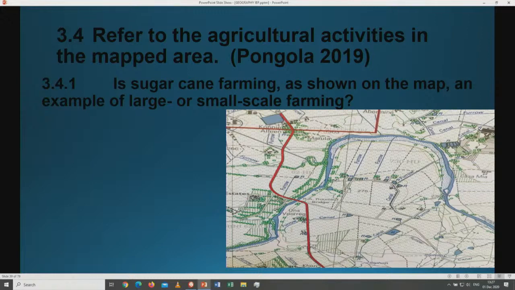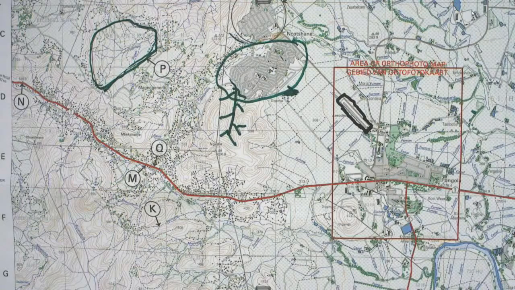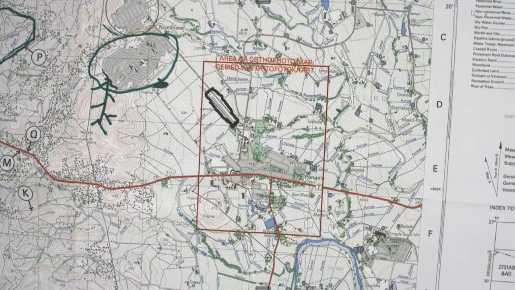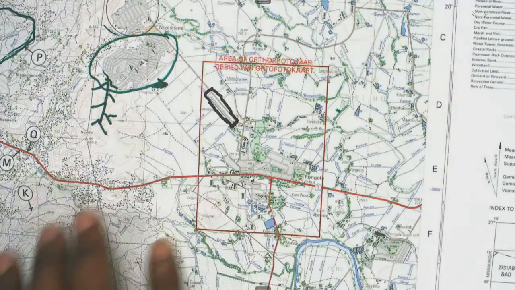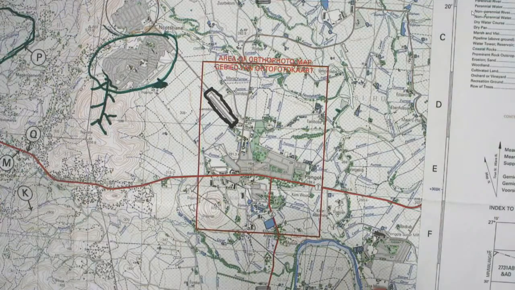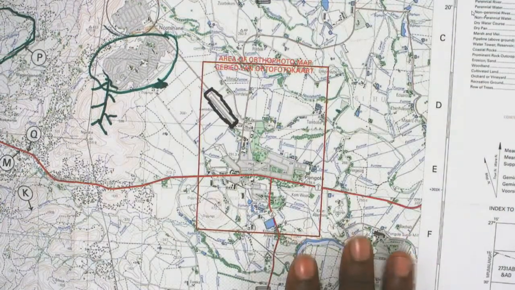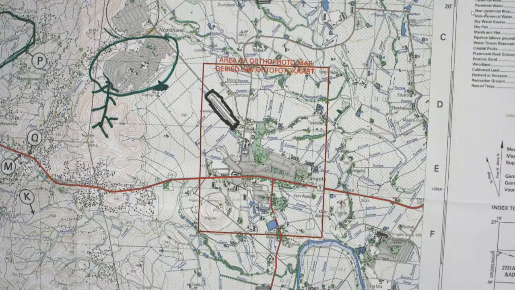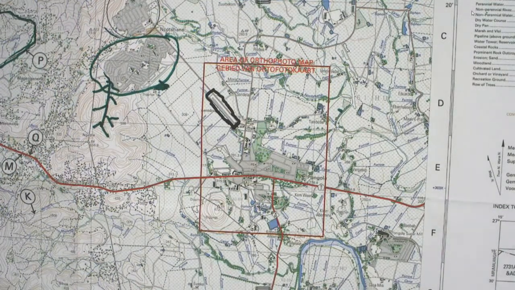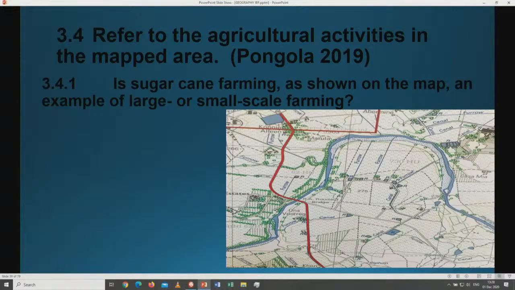Now, grade 12, when you look at this entire map, grade 12, Pongola is cultivated. Most of it is cultivated, especially this part, because this one is mountainous. But still, even in the mountainous, you can still see plots of cultivations there. This cultivation, grade 12, is sugarcane plantations. Now, the question here says, you have to identify the agricultural activity here in the mapped area. And then they ask you, is this an example of a large scale or small scale farming?